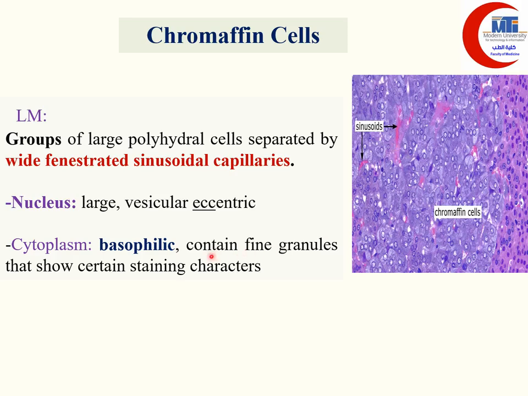The cell contains in its cytoplasm fine granules showing certain staining characters. When we stain the suprarenal medulla by chromium salts, it gives a positive chromaffin reaction, as these chromaffin cells stain positive by chromium salts. So it's called chromaffin cell.